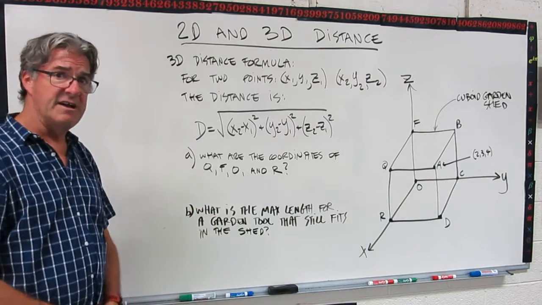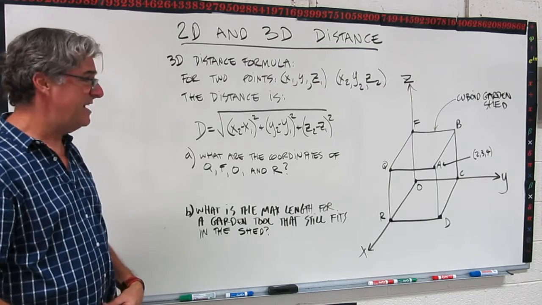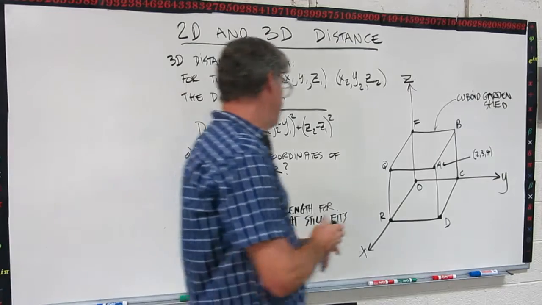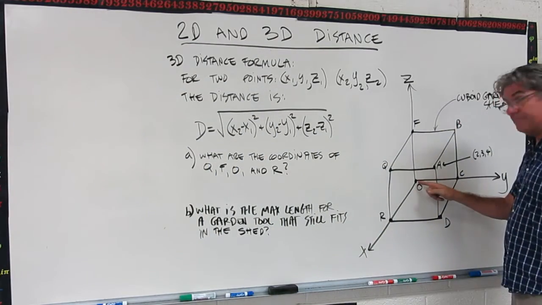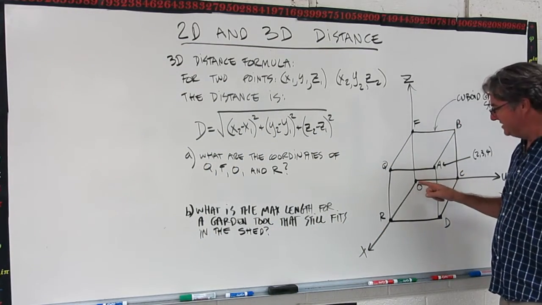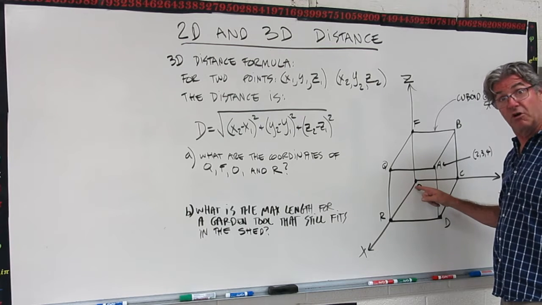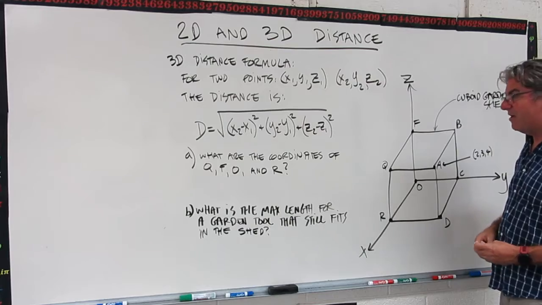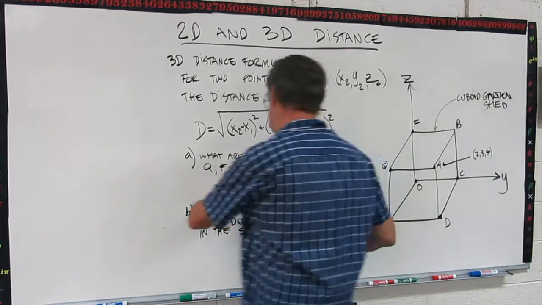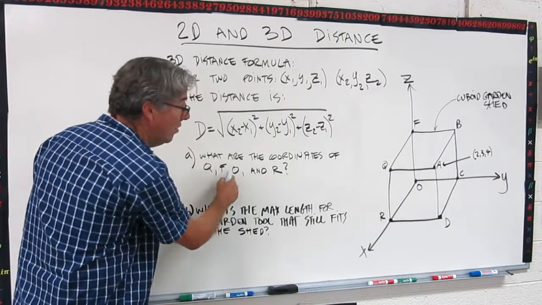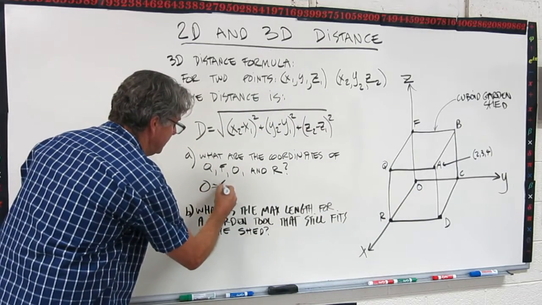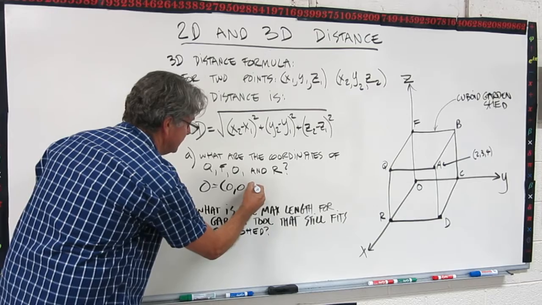And you might look at that right now and go, what? How the heck could I figure that out? There's a key thing that helps you do that. This back bottom corner of our cuboid is on the point 0, 0, 0. So everything else goes out from there, and you can figure everything out. So I want to do 0, 0, 0 first, or O. Point O is 0, 0, 0.